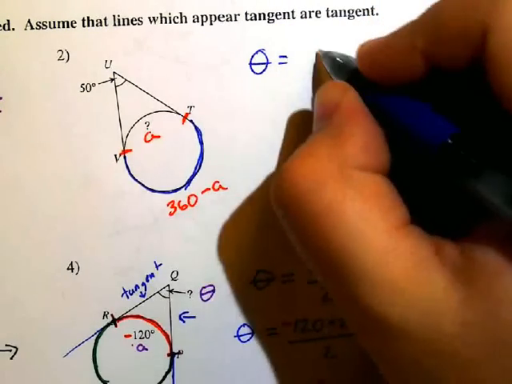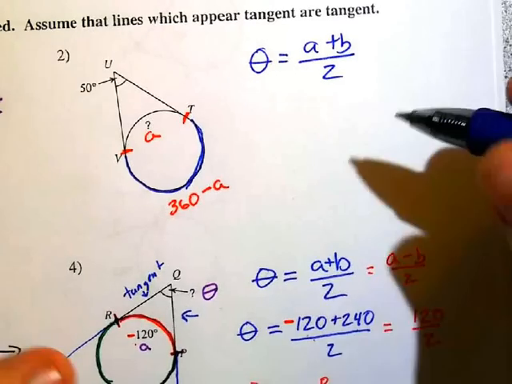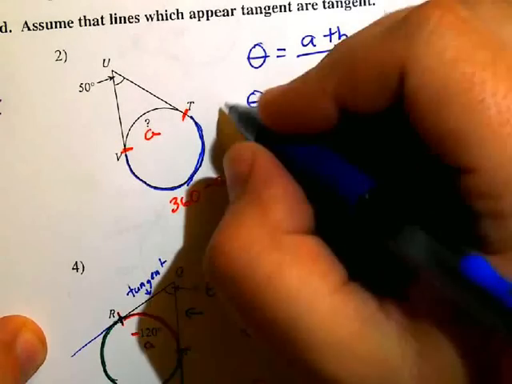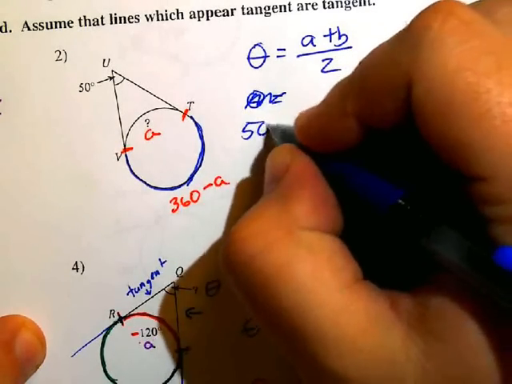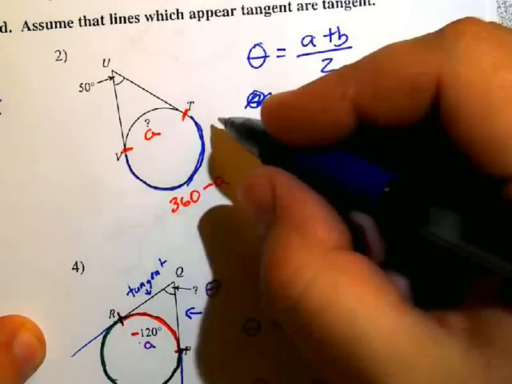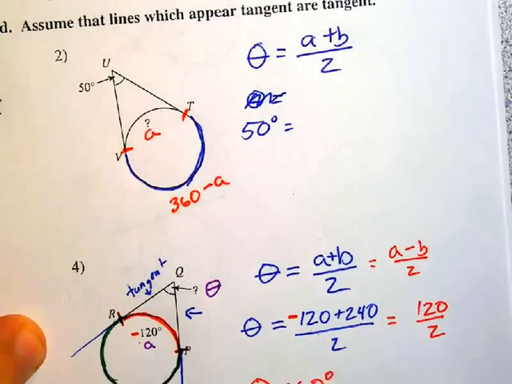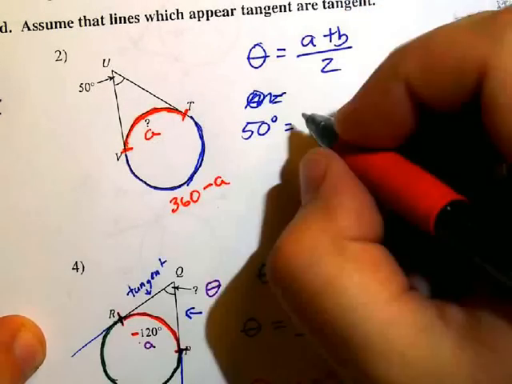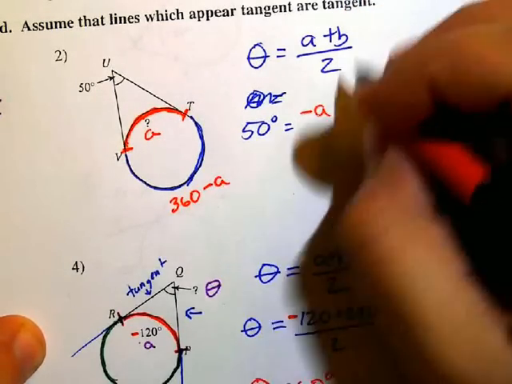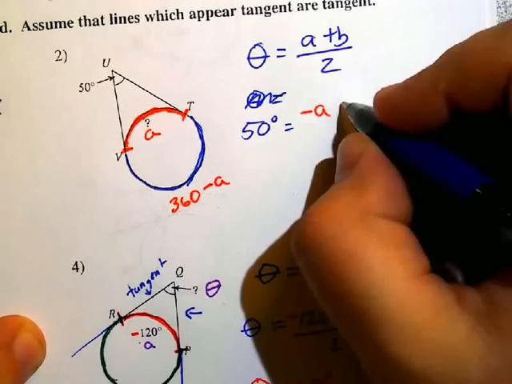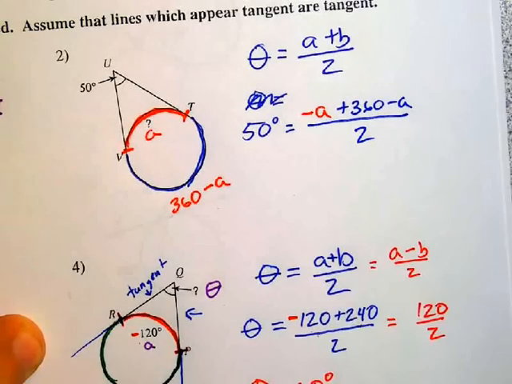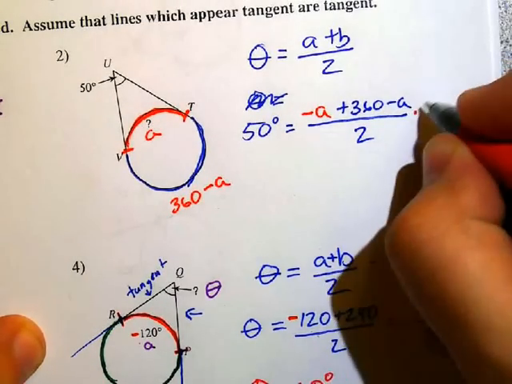So I need to go back and do my formula and say, look, this is theta, which is 50, equals A plus B divided by 2. Sorry, I should have put 50 here. 50 is theta. A, we don't know it, but it is an inside-out arc. Right? This is an inside-out arc. So I need to treat that as a negative A. But I've got to add 360 minus A and divide by 2.